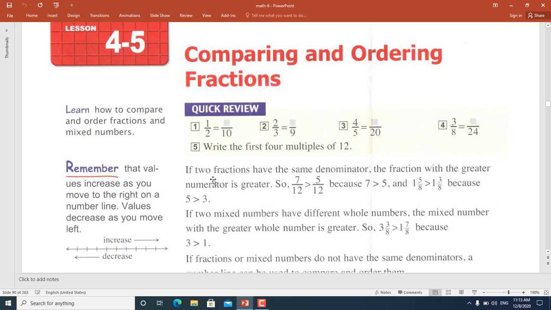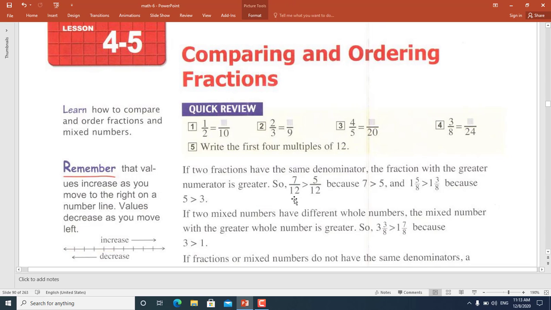Look at this. If two fractions have the same denominator, the fraction with the greater numerator is greater. That means when you have two fractions with the same denominator, we just compare the top numbers. Here we have 7 and 5. Which one is greater, 7 or 5? 7 is greater. That means 7 over 12 is greater than 5 over 12.